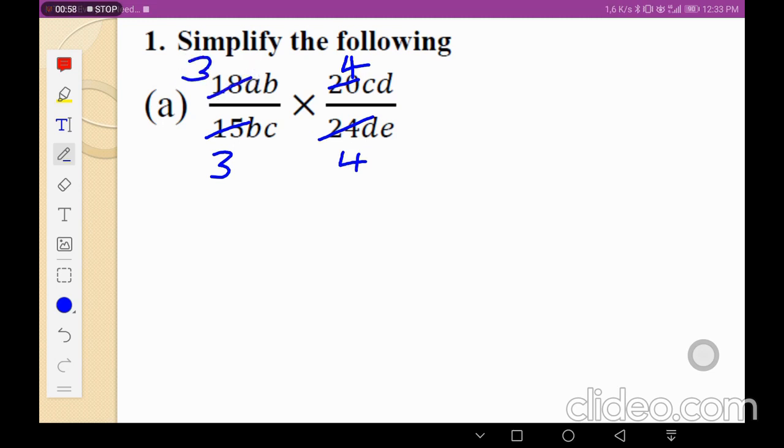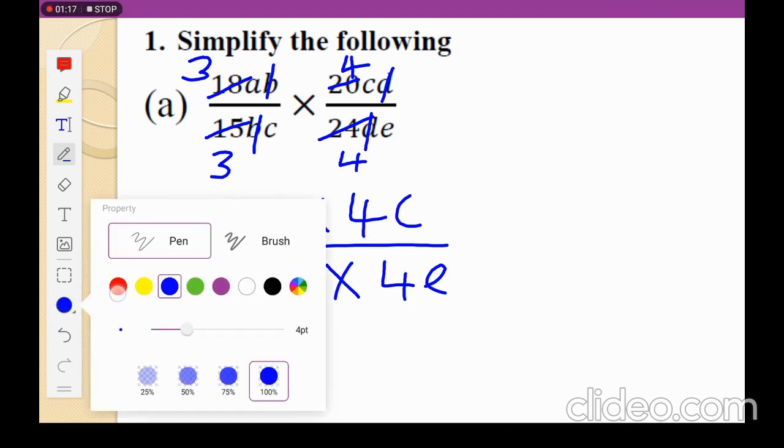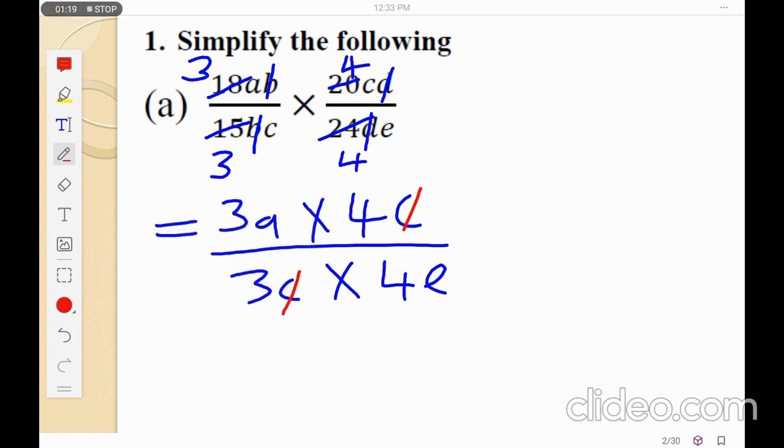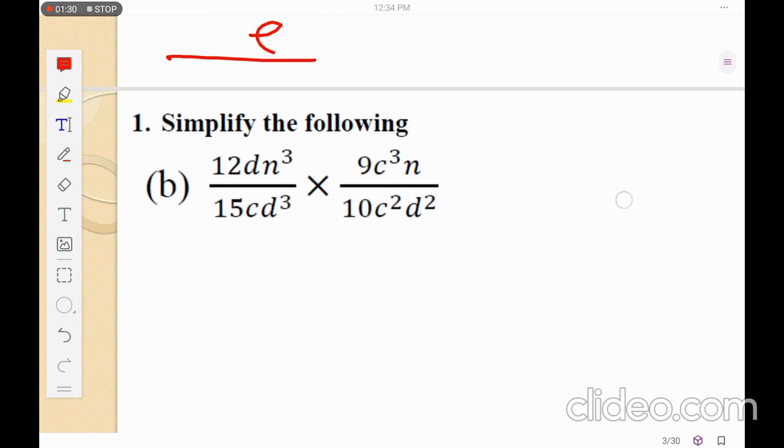Okay, yes. Then I can cancel off this B and this B. Okay, and this D with this D. So what I have now is 3A times 4C over 3C times 4E. Okay, like that. Let me see what I can also further divide. I can divide this one and this one, 4 and 4, 3 and 3. So I now have A over E. Okay, and I cannot further simplify this. This becomes my final answer. Let's move on to the next one.